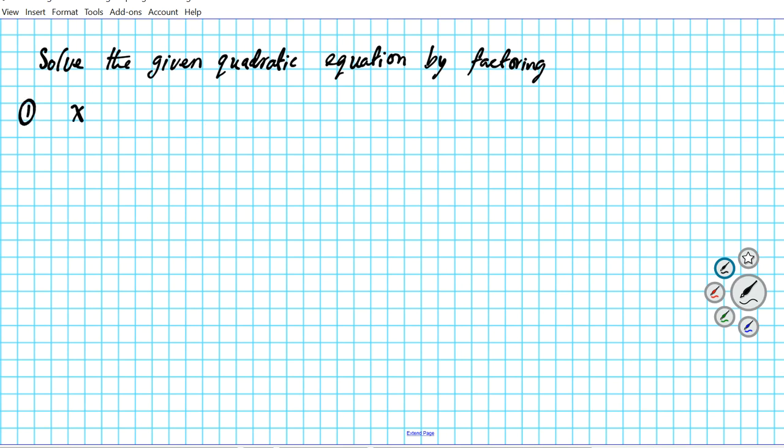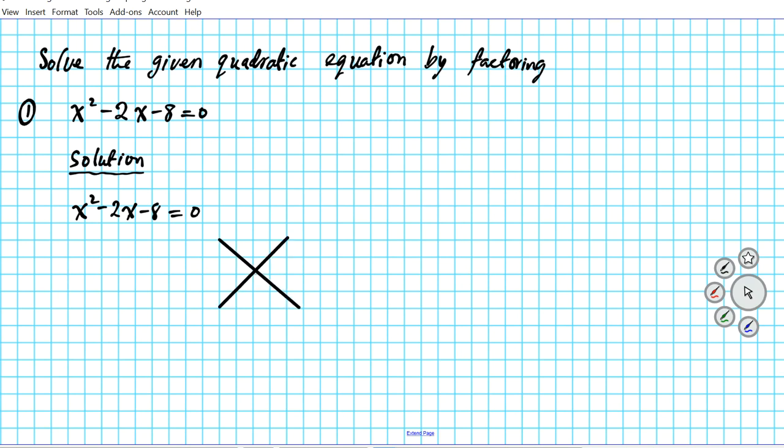For number one, let's say we have the quadratic trinomial x squared minus 2x minus 8 equals 0. So let's go ahead and solve that by factoring. First things first, is there any common factor that can be extracted from all three terms? We can clearly see that there's no greatest common factor that can be taken out. So we want to proceed to use the X-game factorization method to figure this out.